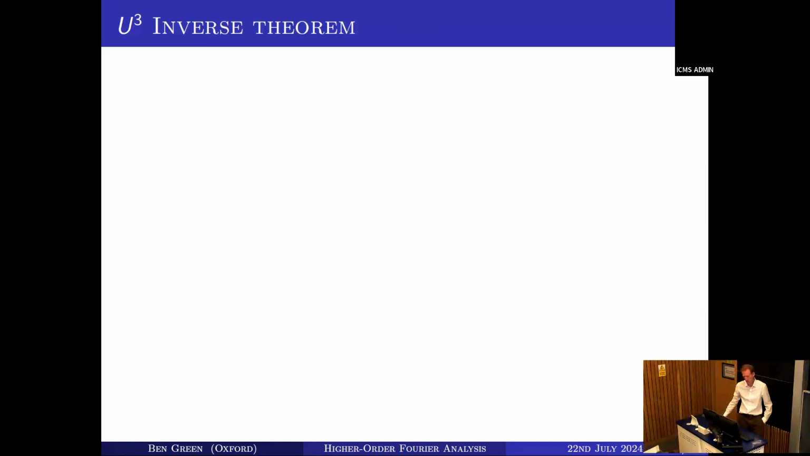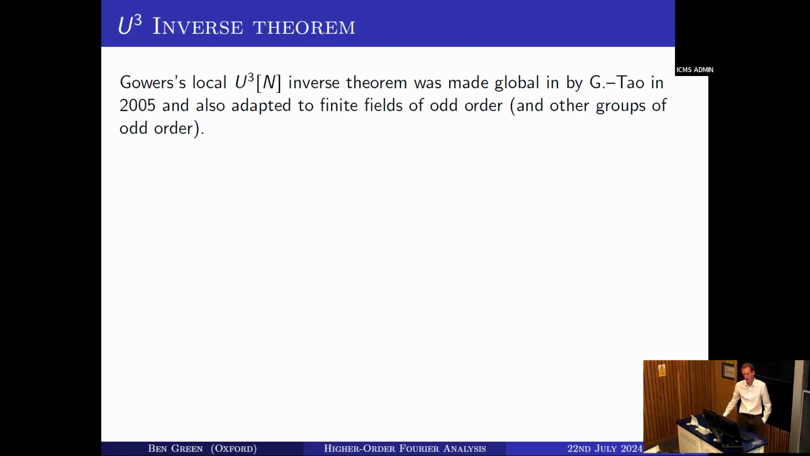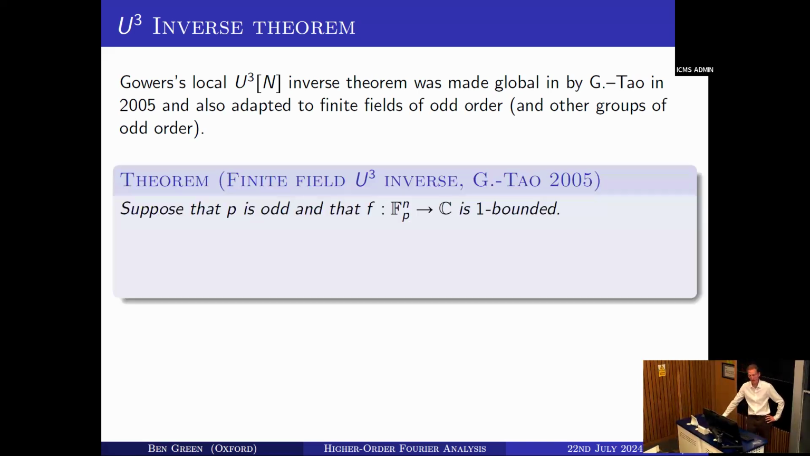So what's the full U3 inverse theorem? So a global version, what we call a global version. So instead of passing to subprogressions, something on the whole group, that was done by Terry and I about 20 years ago. And there we also looked at finite fields of odd order. So things there are actually easier to state. So let me state that first.